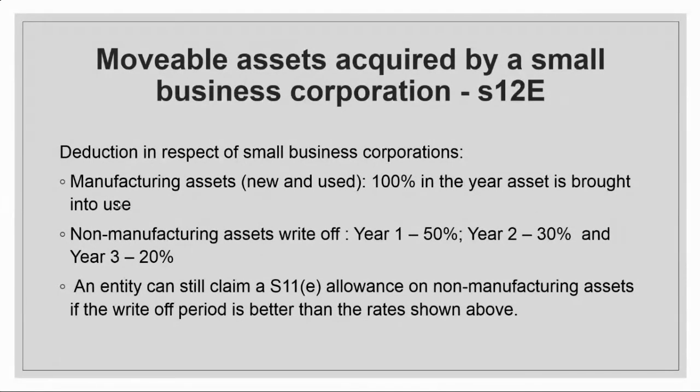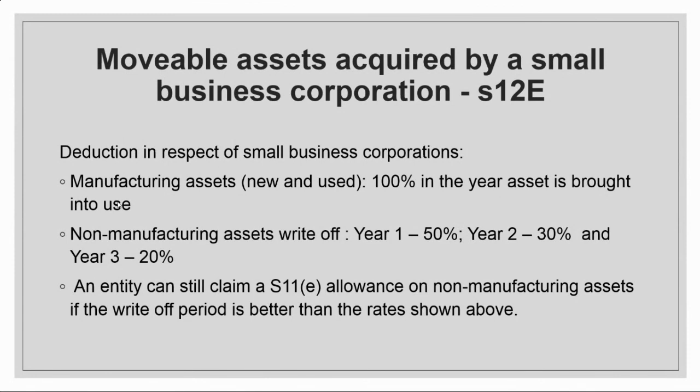For small businesses, section 12E says if I'm using an asset for manufacturing, so it's new and unused, I can deduct 100% of that asset in the year I brought it into use. If it is any other asset, I can deduct 50% in year 1, 30% in year 2, 20% in year 3, and if I get a better deduction in terms of section 11E, I can still use that one. I don't have to use the non-manufacturing one, but generally that non-manufacturing one is good for any assets that are for 3 or more years. The percentage would be better.